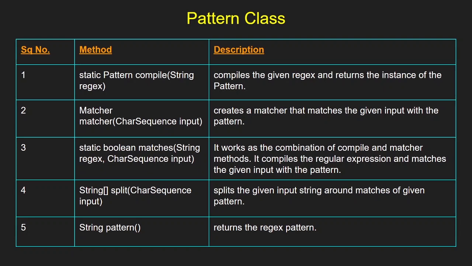Now let's move to the next class, that is the Pattern class. In the Pattern class we have 5 methods. Let's learn them one by one. First is the compile method. What it does is compiles the given regex and returns the instance of the pattern. So whatever regex we are writing, we will pass it as a parameter to the compile function. Next one is matcher. It creates a matcher that matches the given input with the pattern. So whatever text on which we want to apply the regex needs to be passed as input, and that will be done through the matcher function.